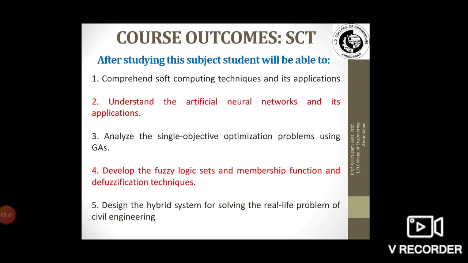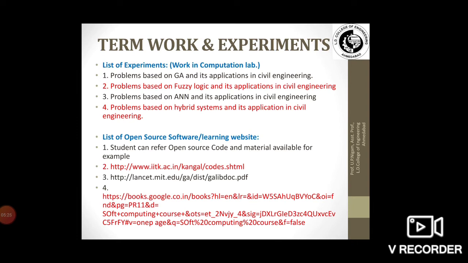After studying this subject, a student will be able to learn about the soft computing techniques. We will not only discuss the soft computing techniques that are given in your syllabus, but we will also try to cover some other types of optimization and soft computing techniques. These are the term work and experiments that have been given over here, the list of experiments and the work in the computational lab. But as you all know, the pandemic situation is going on and the teaching is completely online. So in the lab sessions, we will have parallel screen sharing options, and I will let you know.